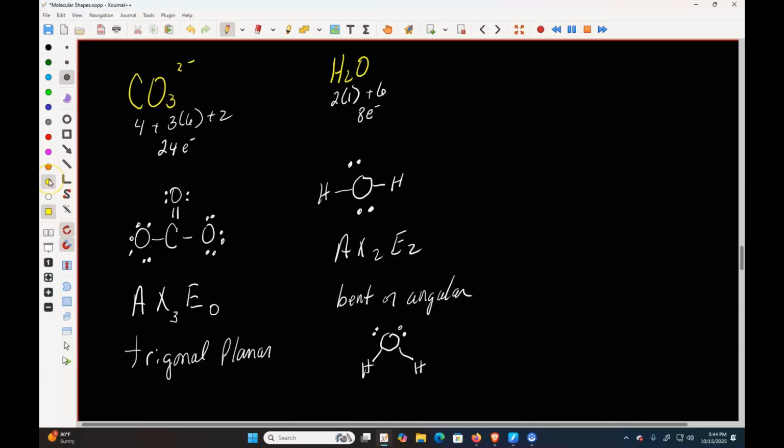The next one, let's do ammonia. Nitrogen has 5 valence electrons, and hydrogens have 1. So that gives me 8 electrons. Nitrogen will be the central atom. So I have 2, 4, 6, 7, 8. So I have an AX3E1. What that means is a trigonal pyramid.